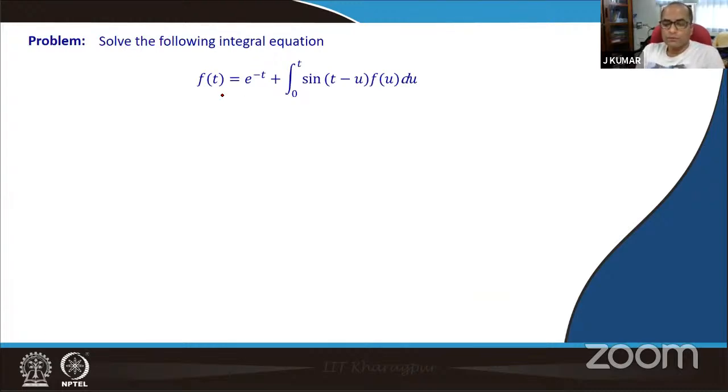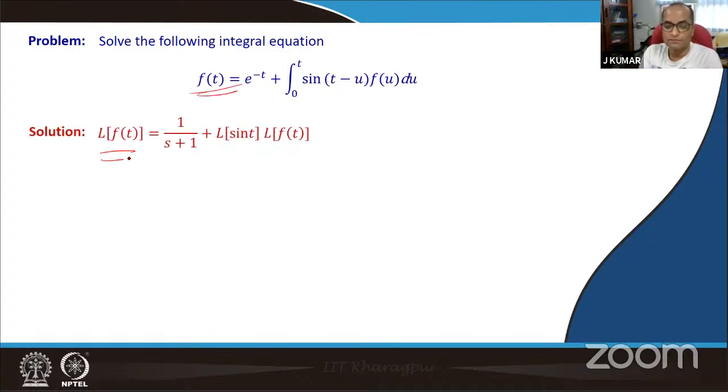This is like an integral equation. So here this is f(t) and here also f(t). How to solve that integral equation? Again, this idea of the Laplace transform is applicable here. Once we take the Laplace transform, we have the Laplace transform of f(t), the Laplace transform of e to the power minus t, that is 1 over s plus 1, and the Laplace transform of sine t, and the Laplace transform of f(t).